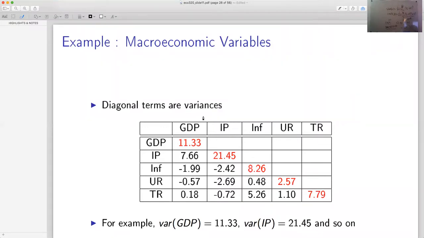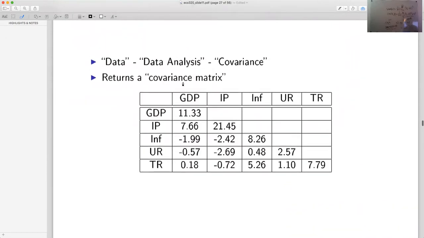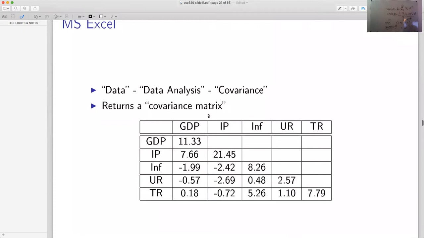This is how you read this kind of table after you compute the covariance. This is a covariance matrix, by the way. We're going to learn about the correlation matrix after this. For covariance, you just remember how you get that, right? That is the relationship between these two. For example, GDP and GDP. What is the relationship between GDP and GDP? That is basically variance, you know.